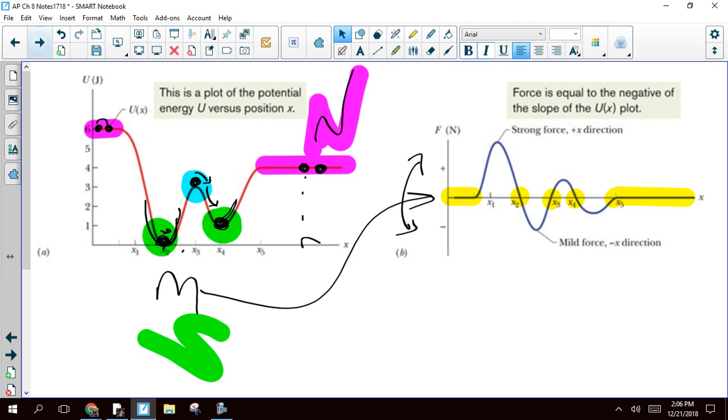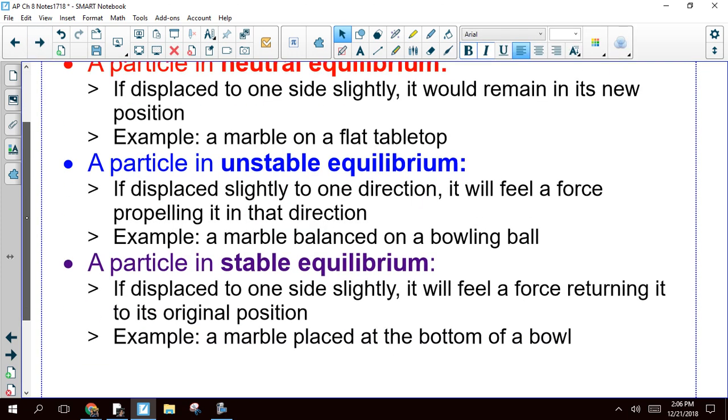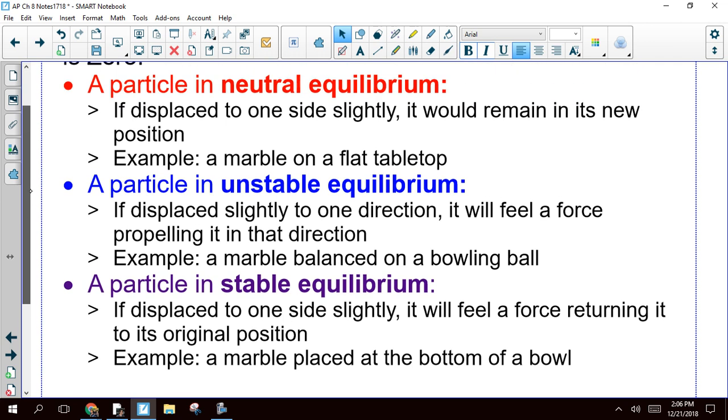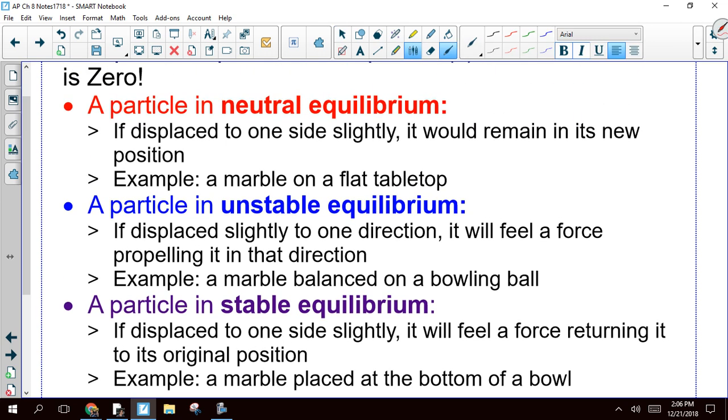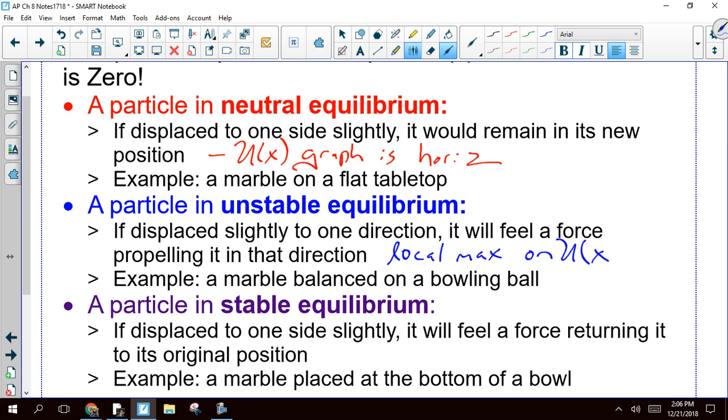Yeah, I guess that's that, all right? So did I write this in here? So I guess I should jot this down. So neutral equilibrium, these are places where your u of x graph is horizontal, okay? Unstable equilibrium is places where you are at a local maximum on your u of x graph, okay?